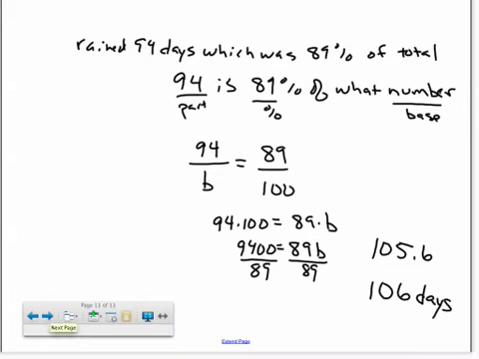And once again, go back and take a look. 94 is 89% of 106. Does that make sense? Yeah, that makes sense. It's smaller than what I have, but it's fairly close. So that would certainly be a possibility for what we're going to do.